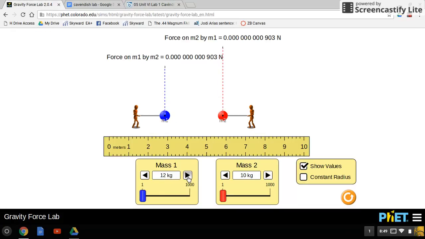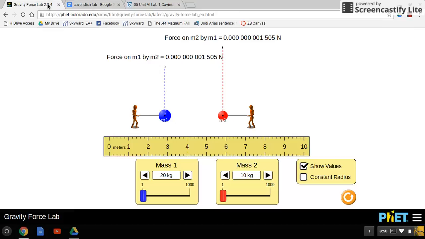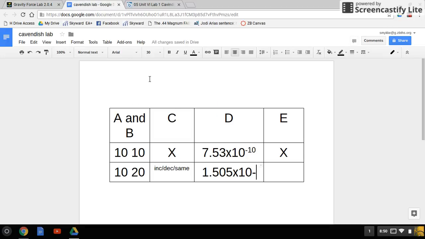So move this up to 20, and the force becomes 1.505. Or when we convert it to scientific notation, we would have 1.505 times 10 to the negative, and then let's go back and look at that. We moved over 3, 6, 7, 8, 9 spots. So to the minus 9. Now here's the problem.